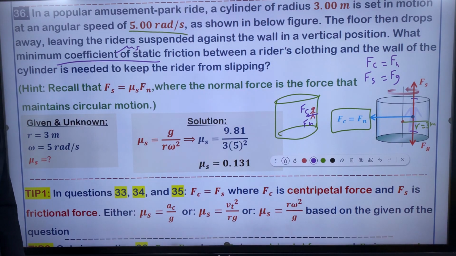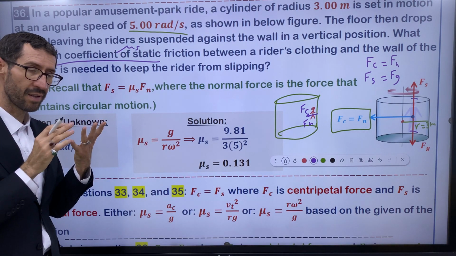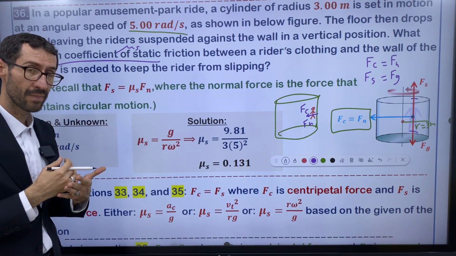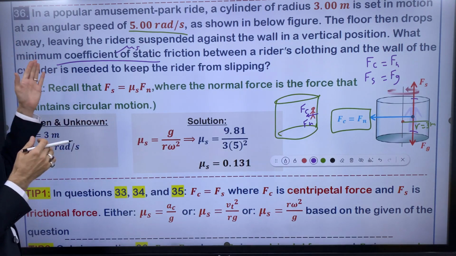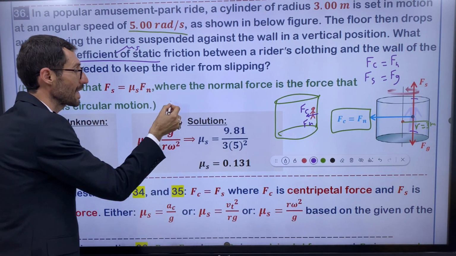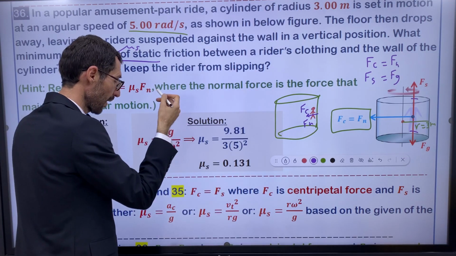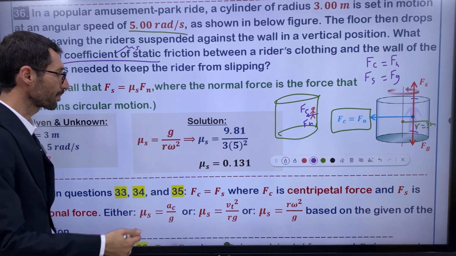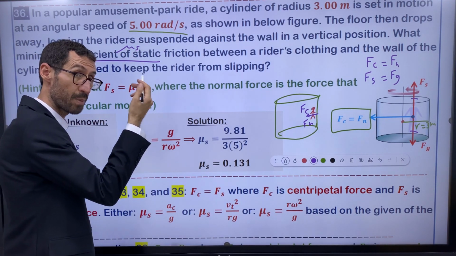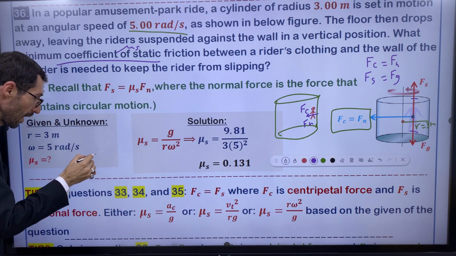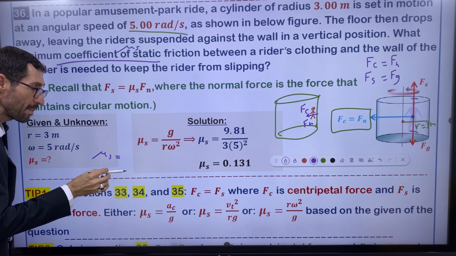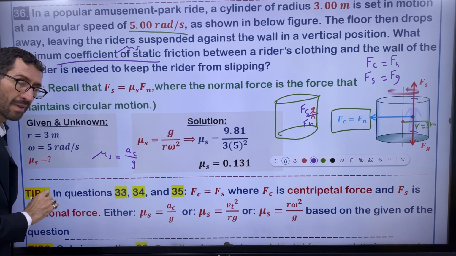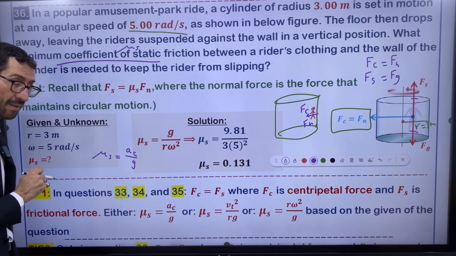I wrote a rule for questions 33, 34, 35. If you invert the rule, this rule becomes a rule for 36. So I said in previous lectures that for questions 33, 34, 35, I wrote a rule for you. In these previous questions, we said that mu s becomes AC over G, if you remember. But here you have to invert it, right?